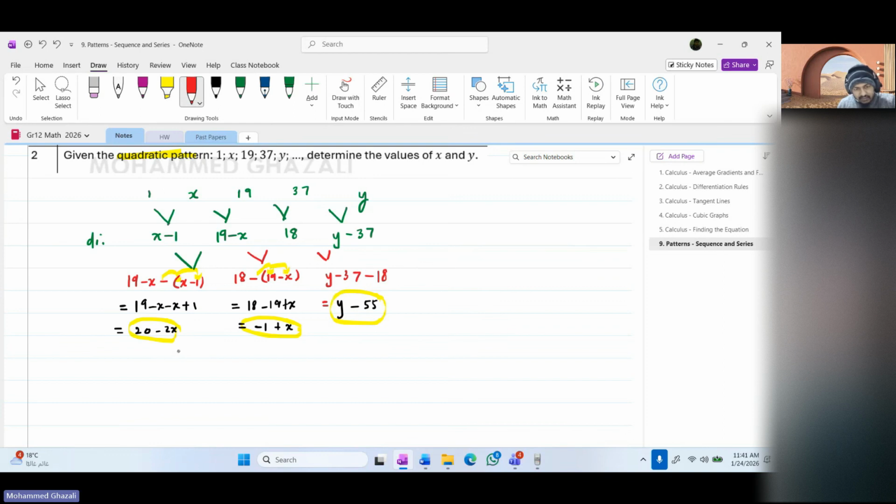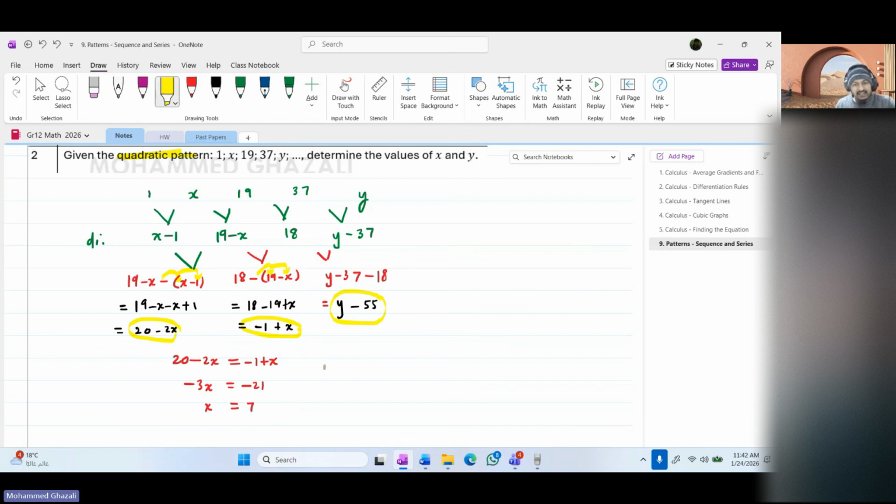So we can clearly see if we equate the first two second differences, we can solve for x. If we bring the x over to the other side, we get minus 3x equals minus 1 minus 20, which is minus 21. So therefore, x is equal to 7. We brought the 20 over and the x over to the left-hand side because we had x's here.